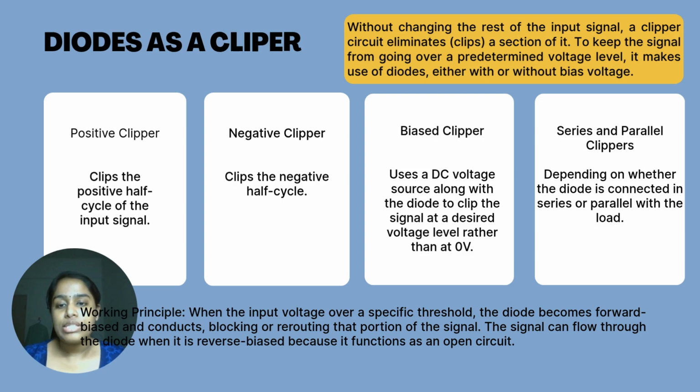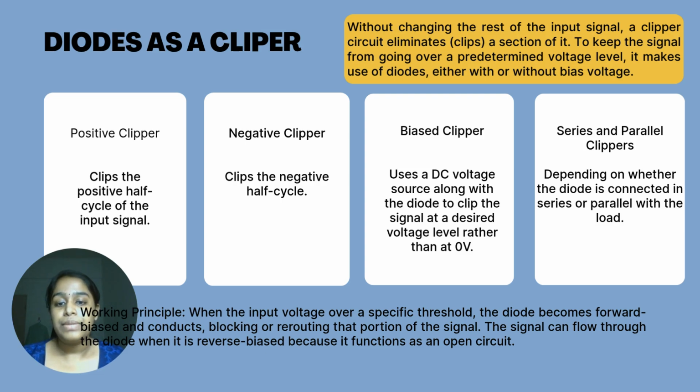So first is the positive clipper, which clips the positive half cycle of the input signal. The negative clipper clips the negative half cycle. The bias clipper uses a DC voltage source along with the diode to clip the signal at a desired voltage level rather than at zero voltage. Series and parallel clippers depend on whether the diode is connected in series or parallel with the load.